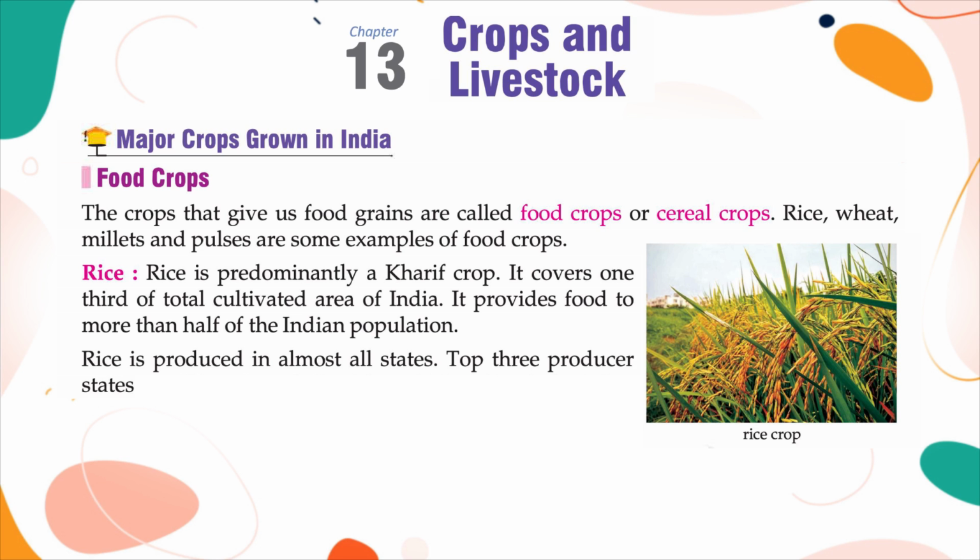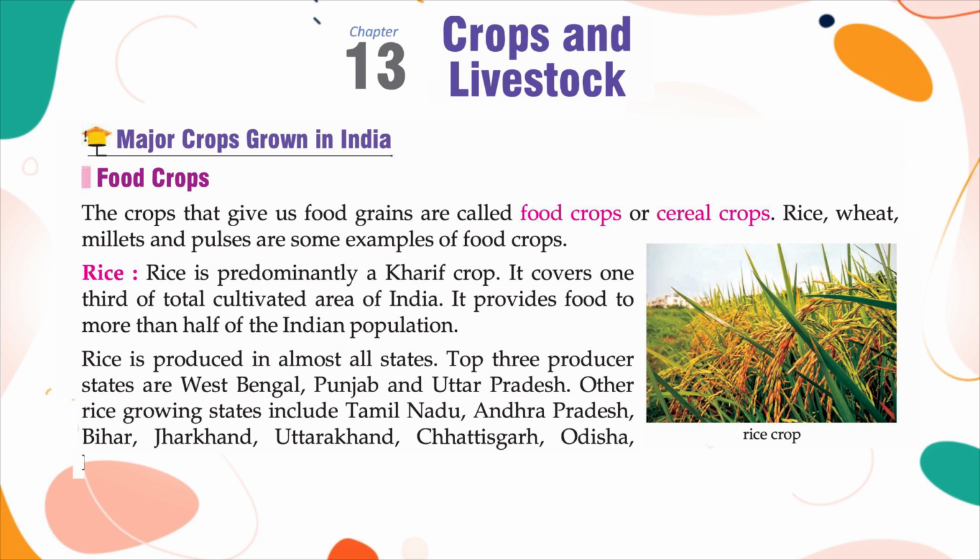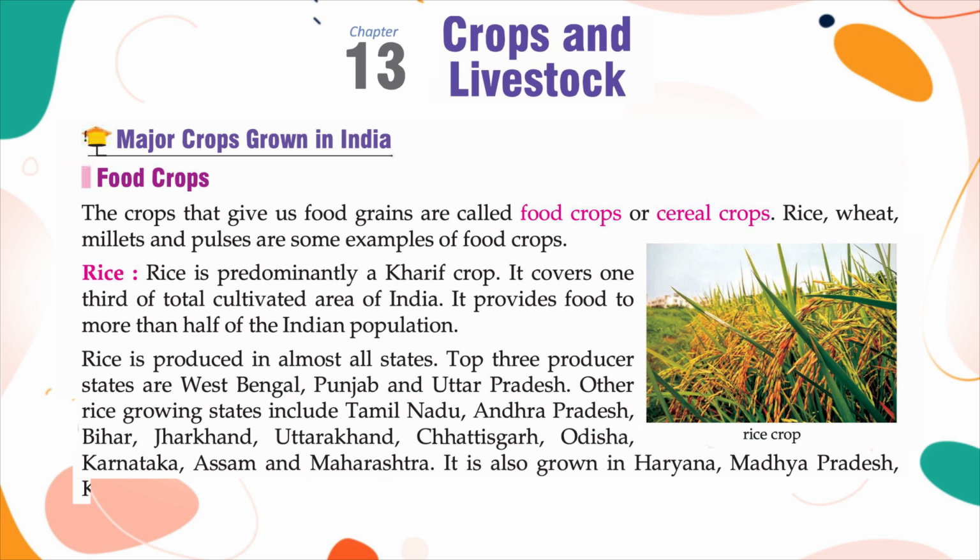Top 3 producer states are West Bengal, Punjab and Uttar Pradesh. Other rice-growing states include Tamil Nadu, Andhra Pradesh, Bihar, Jharkhand, Uttarakhand, Chhattisgarh, Odisha, Karnataka, Assam and Maharashtra. It is also grown in Haryana, Madhya Pradesh, Kerala, Gujarat and Kashmir Valley.